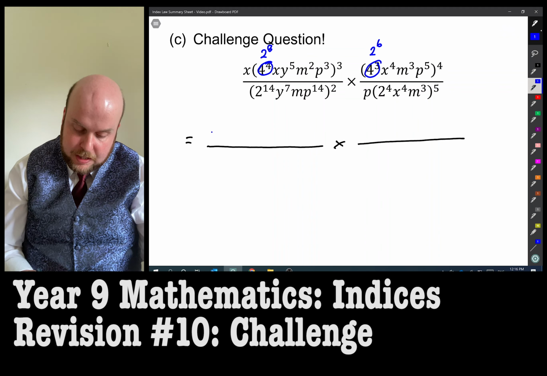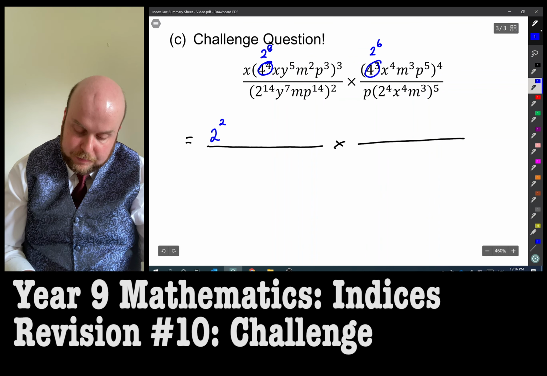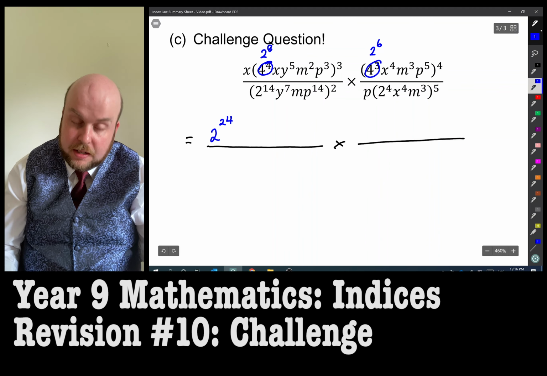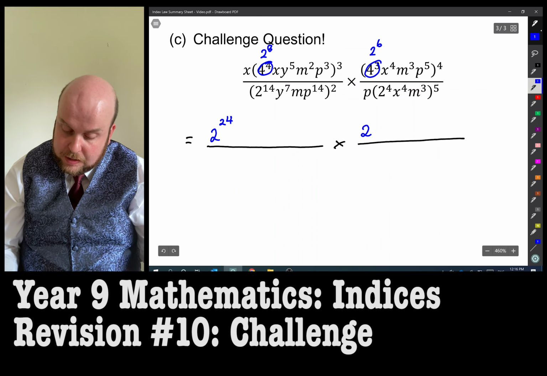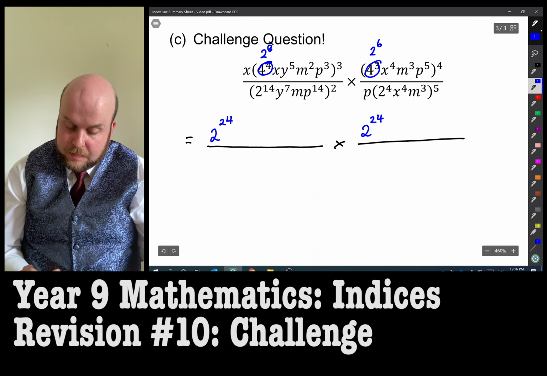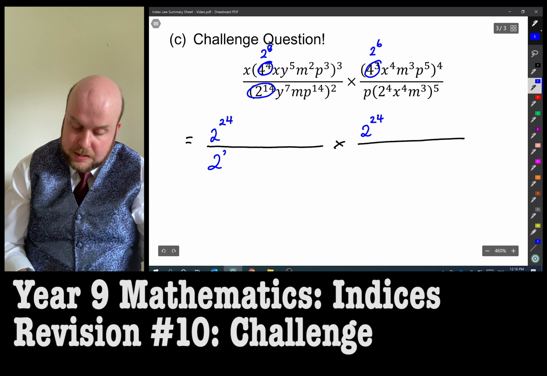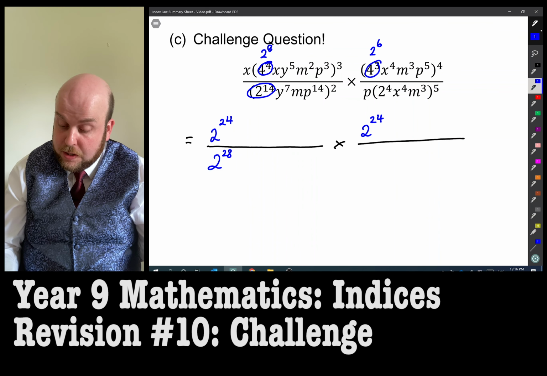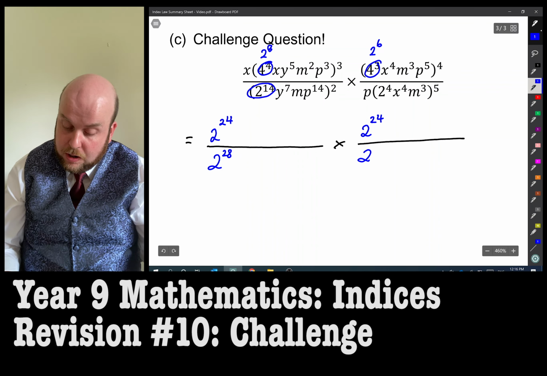So this numerator, we've got an 8 and a 3 here. So 8 times 3 is going to be 24. Got a 6 and on the outside of the bracket is a 4. 6 times 4 is also 24. I've got this 2 to the power of 14, to the power of 2, so that's going to be 2 to the power of 28. I've got a 2 to the power of 4, we've got a 5 here, 4 times 5 is going to make that 2 to the power of 20.